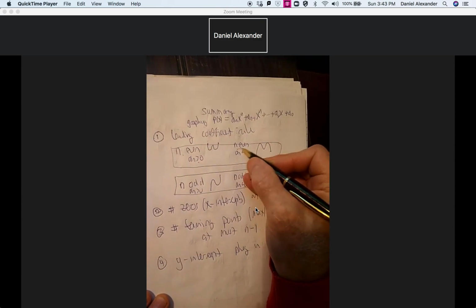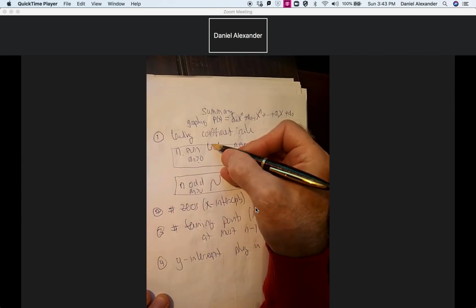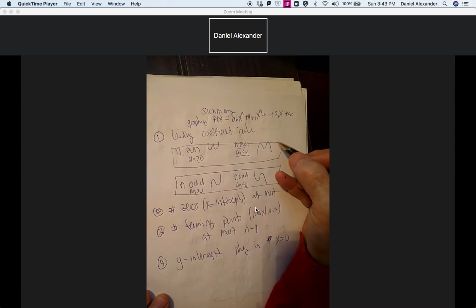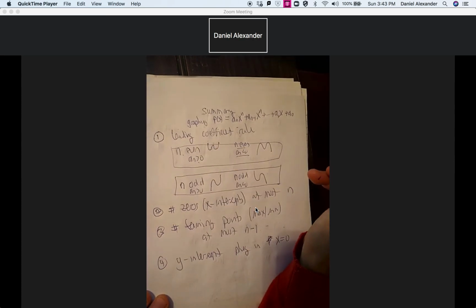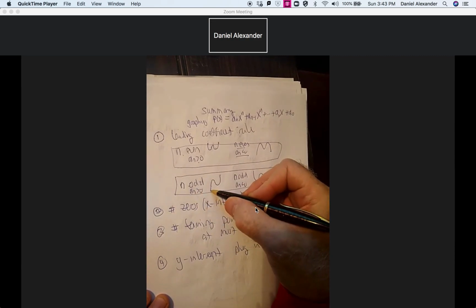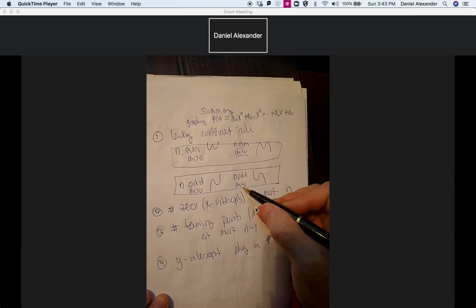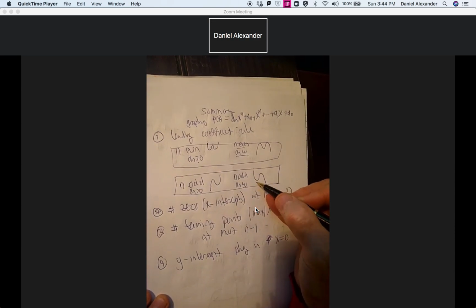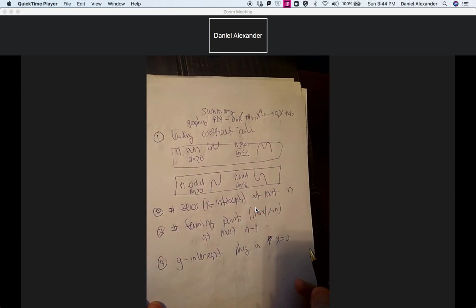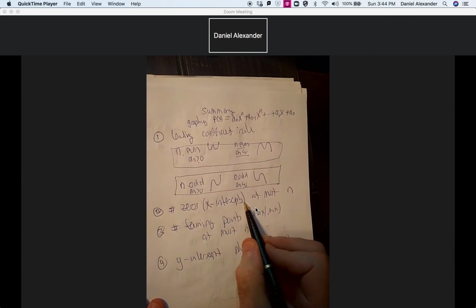If n is even and a_n is negative, it's going to be kind of that opposite shape. And it could have more humps. If the degree is 20, it could have 19 humps. If n is odd and a_n is greater than 0, it's going to start low and go high. And if n is odd and a_n is less than 0, it's going to start high and work its way back low.